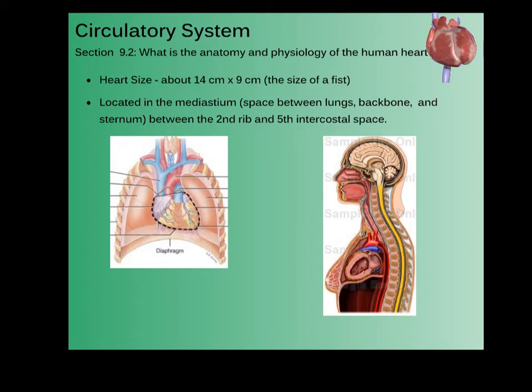Hey, in phys class, this is section 9.2, and we're going to look at the anatomy and physiology of the human heart. To this point, we have tackled what the circulatory system is responsible for doing, and now we're going to go into much greater detail about the structure of the heart, the function of the heart, and what role it has with the circulatory system.